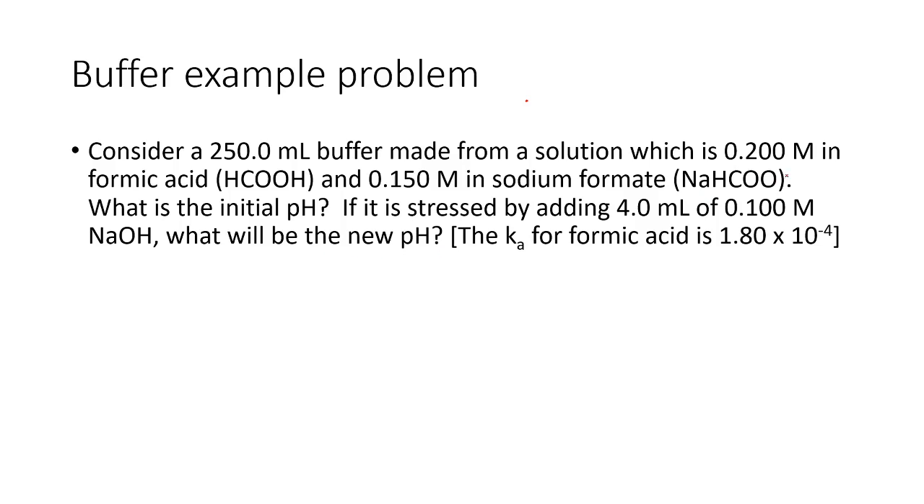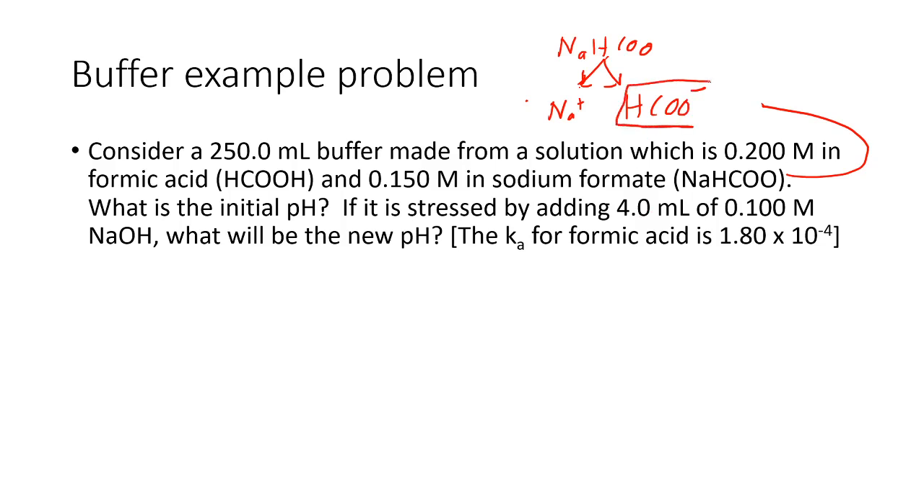The other thing to notice, as a 1211 refresher, is that if you put NaHCOO in water, and you're going to notice this for a lot of our conjugate bases that we work with, this is going to be completely soluble and it's going to break apart into 2 parts. It's going to break apart into the ion Na plus and the ion HCOO minus. So this is actually the conjugate base, the HCOO minus part.